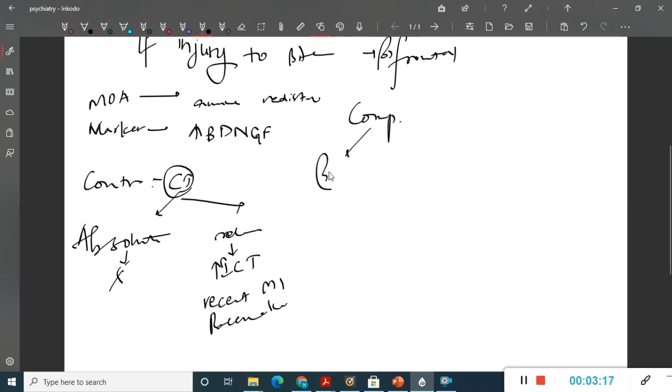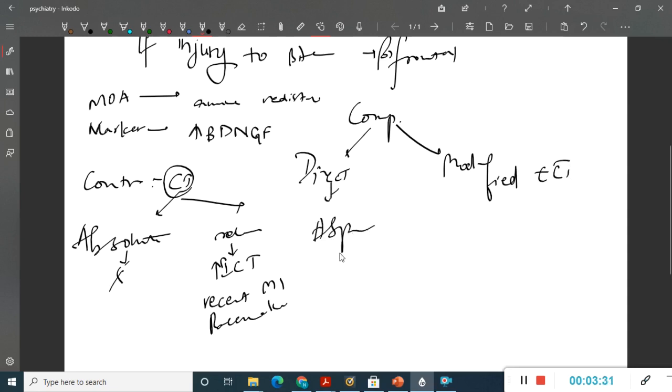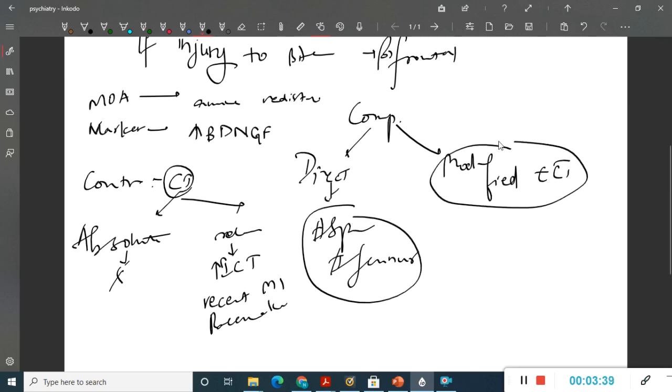Then what are the complications? Complications can be due to direct or modified electroconvulsive therapy. Complications of direct therapy include fracture of the spine or fracture of the femur. Fracture of bones is the most common complication of direct electroconvulsive therapy. In modified therapy there will be mild side effects, mostly headache. Post therapy there can be confusion and 1 to 2% memory loss. All these are recent, reversible, and short lasting.